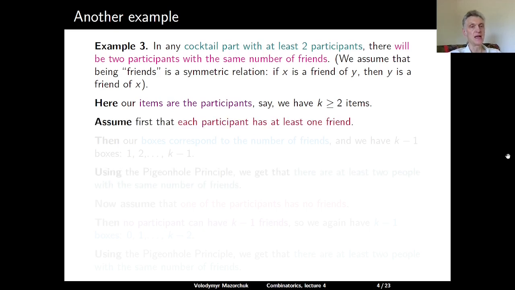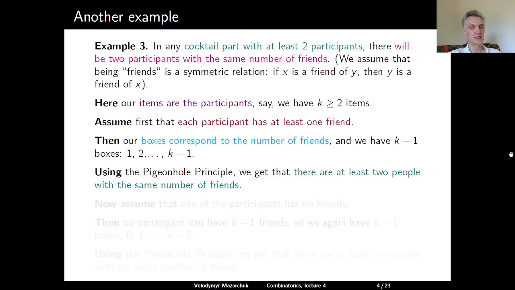Let us first assume that each participant has at least one friend among all the participants of this cocktail party. Then our boxes or containers correspond to the number of friends. Each participant has at least one friend, so our containers are 1, 2, and so on up to k minus 1. So we have k minus 1 containers. Using the pigeonhole principle, we get that there are at least 2 people, because we have k people, which is strictly greater than k minus 1. At least 2 people will be in the same container, so we'll have the same number of friends.